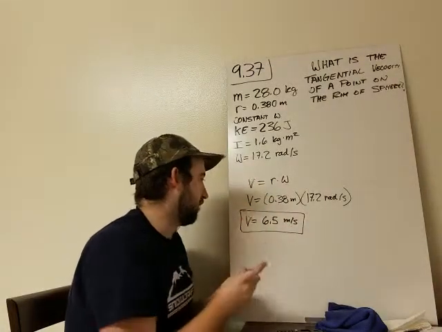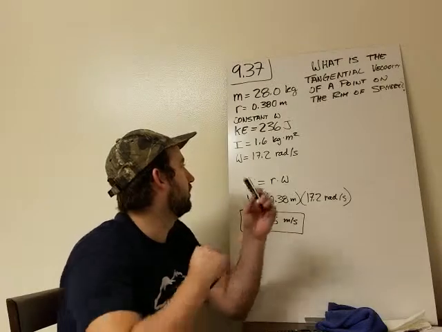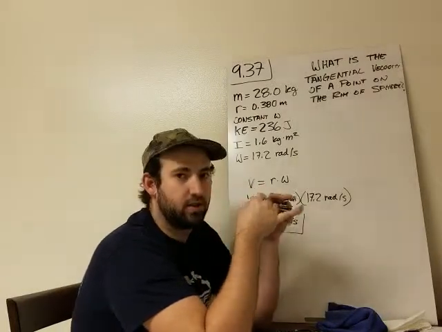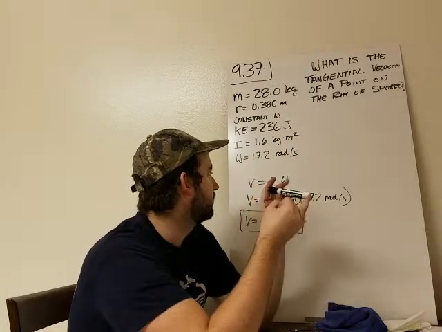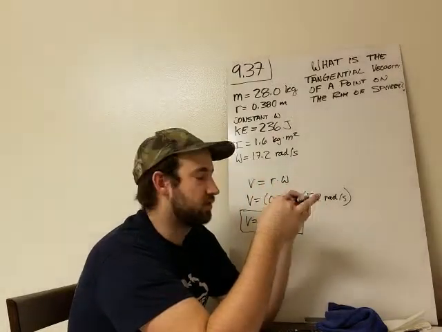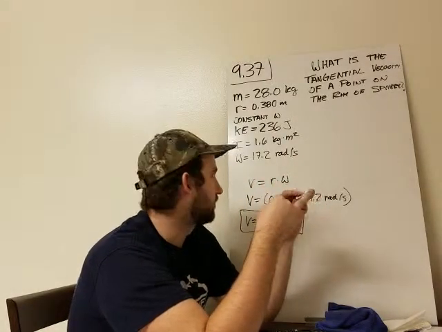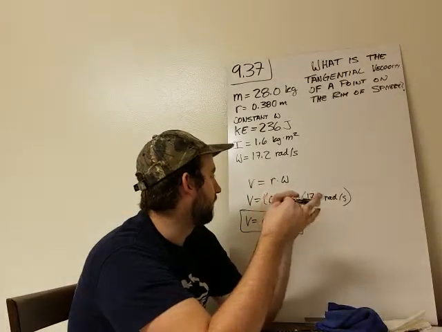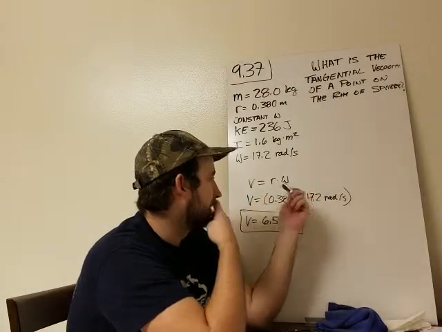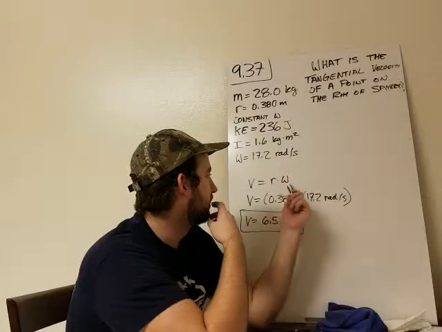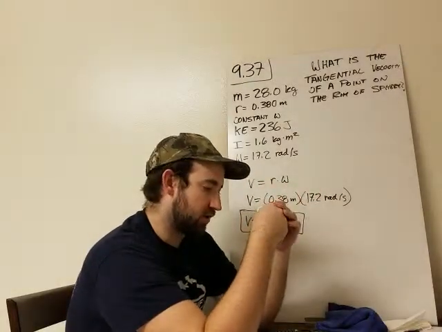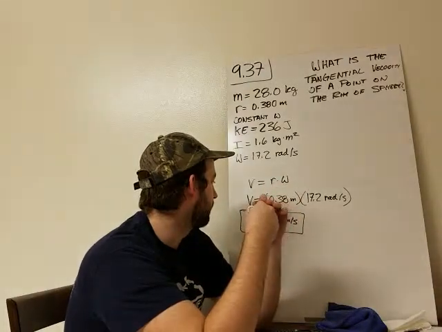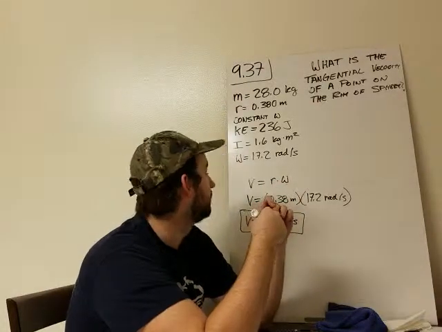So just to summarize what we did, we first found the moment of inertia, and then used that moment of inertia in our energy equation to solve for the angular velocity. After we found that, we were able to plug the radius and the angular velocity into our tangential velocity equation, and we ended up getting 6.5 meters per second.